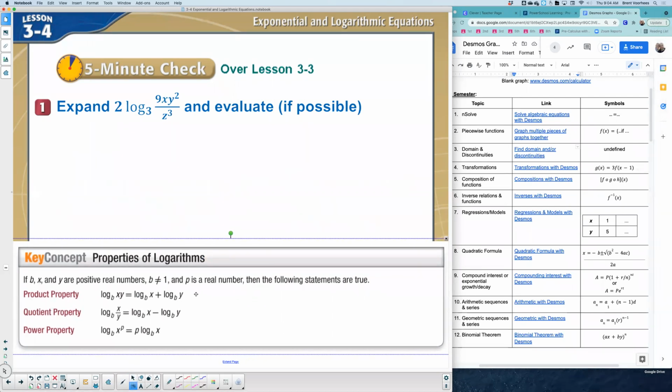Whoops, it's going right. Let's do this again. What's going on here? We'll try this one more time.